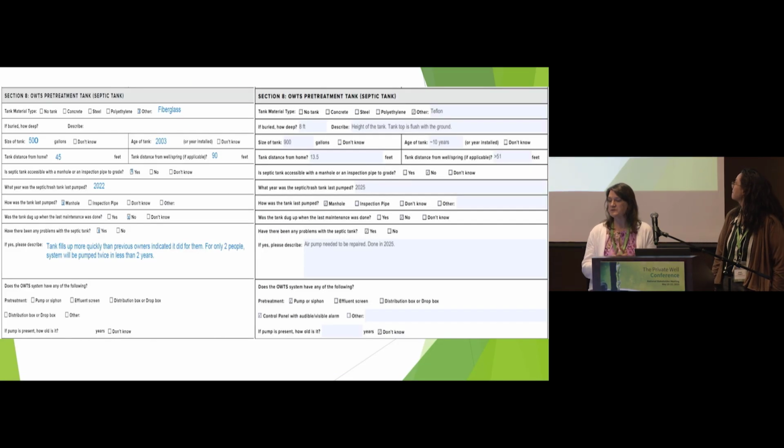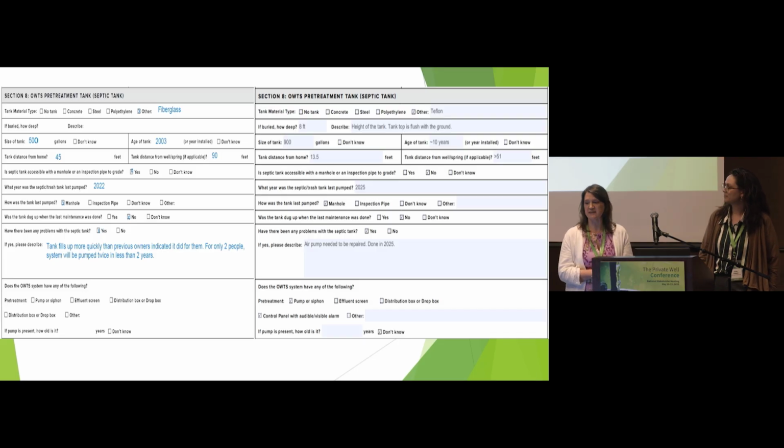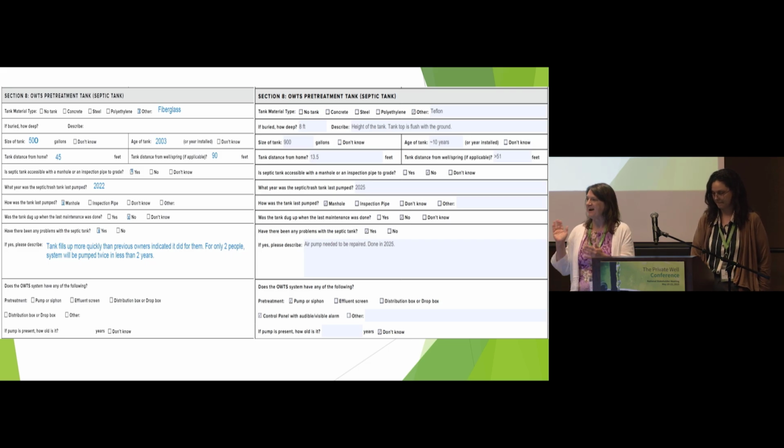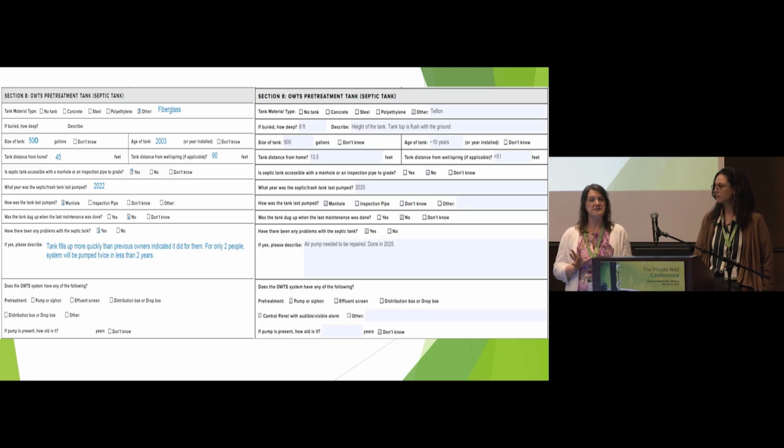So going back to the tool, we go to section 8, which goes over the actual septic tank. So again, mine was easy. I had that permit from the health department, so we know what kind of tank it was. We know when it was installed. We know who installed it. So that part was easy.